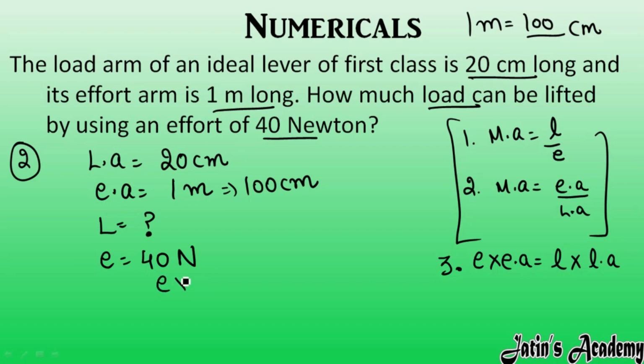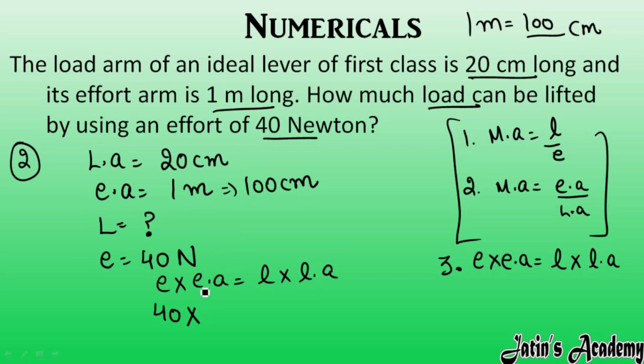So write it here. Effort into effort arm is equal to load into load arm. Means according to conditions we will see which formula we are going to apply. So effort is 40 Newton. Now you will see that the arms are in centimeter and effort is in Newton. How is this? Actually effort is a force applied by us on the machine. Force SI unit is Newton, and this is load arm and effort arm. Arm means distance. Distance should be in centimeter. So units are given right.